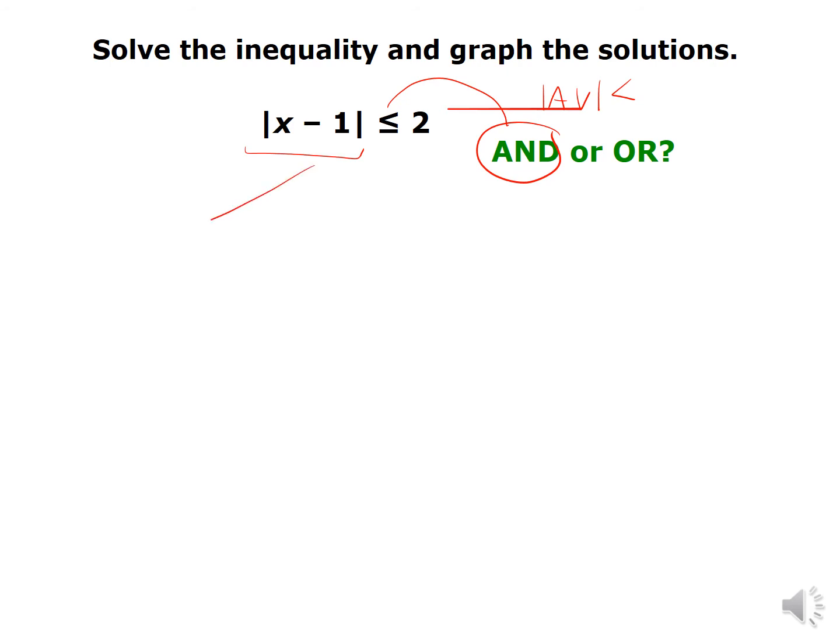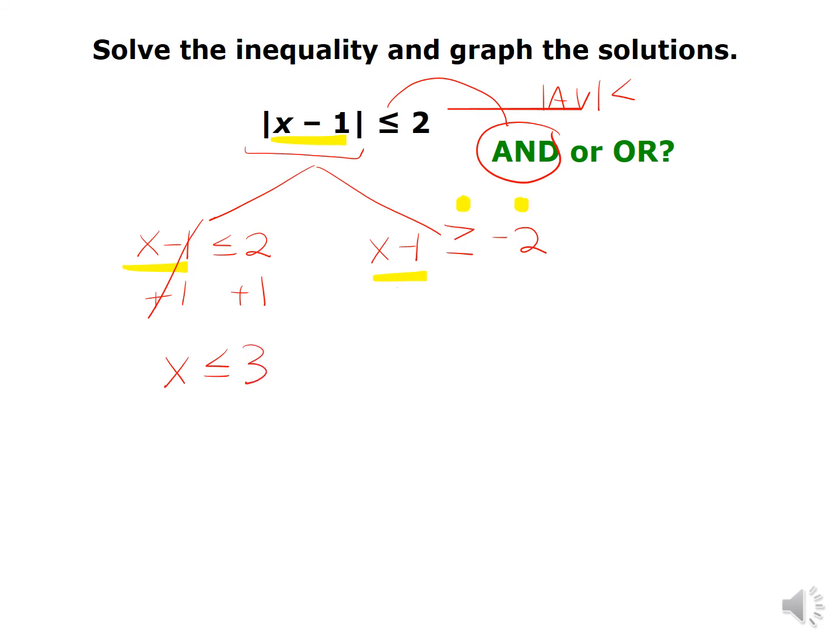Okay, so we're going to split it, and we get x minus 1 is less than or equal to 2, and x minus 1, flip your sign, negative 2. So remember that this part inside the absolute value is always the same, but we have two changes with an absolute value inequality. So make sure you do both of them. So now we're going to solve, and we get x is less than or equal to 3, and we're going to add 1, and we get x is greater than or equal to negative 1.